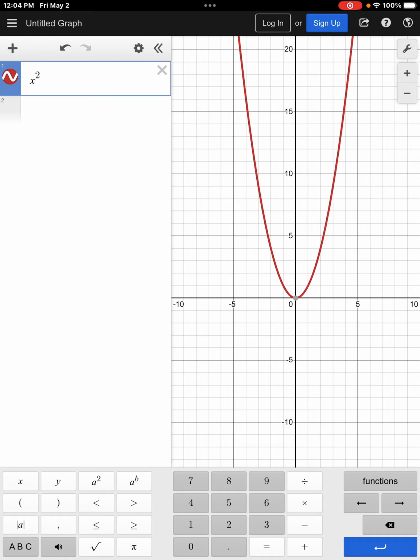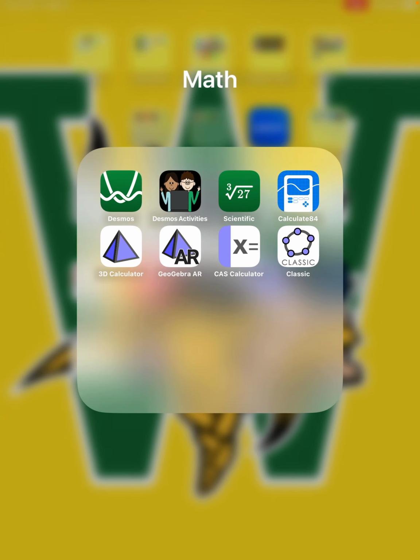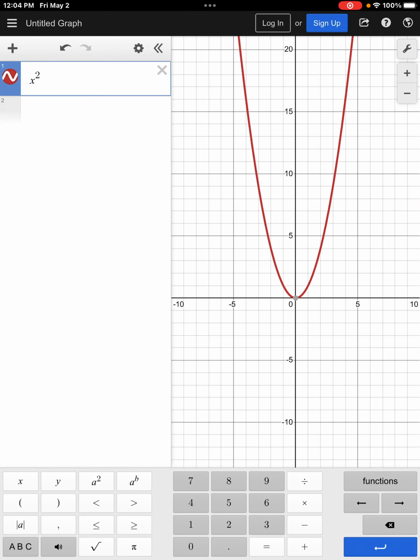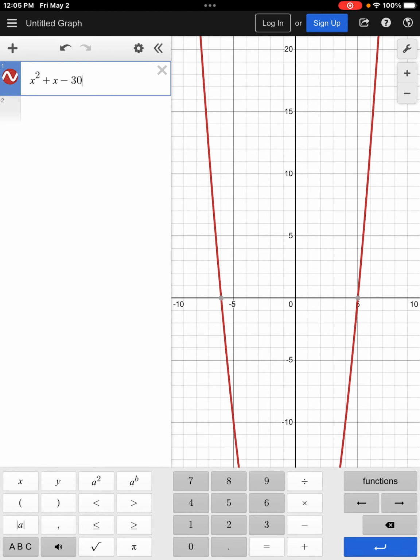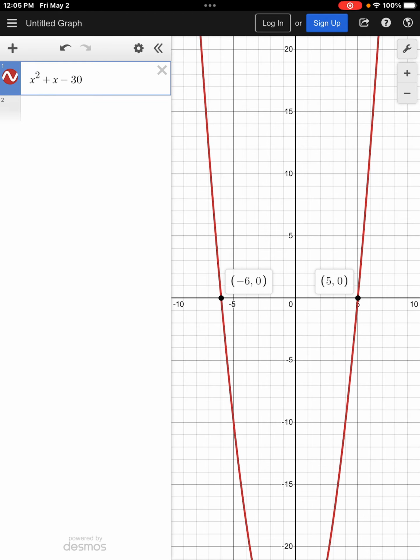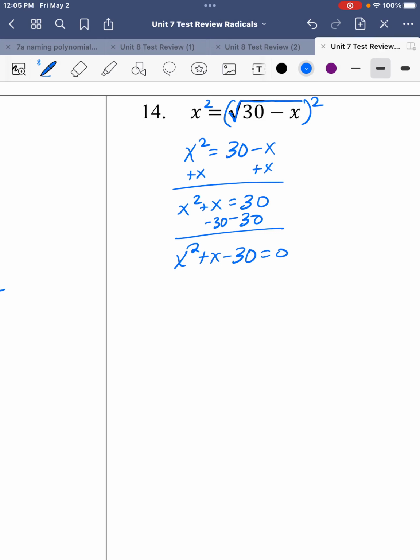So x squared plus x minus 30, and it's going to cross at -6 and 5. So -6 and 5 are our two solutions. I'm just going to put that down below, because without the calculator it's pretty easy to do this by factoring by hand.